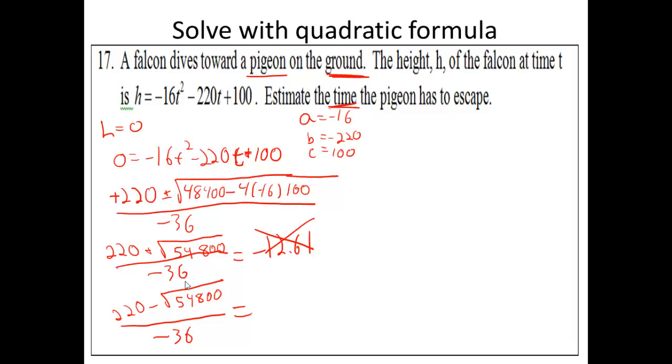So we have 220 minus the square root of 54,800. We're going to divide that by negative 36. And this is going to be equal to 0.39 seconds. So that pigeon has less than a second to escape. Not very much time. The hawk's probably going to have some dinner.